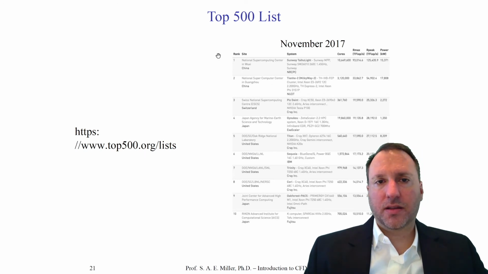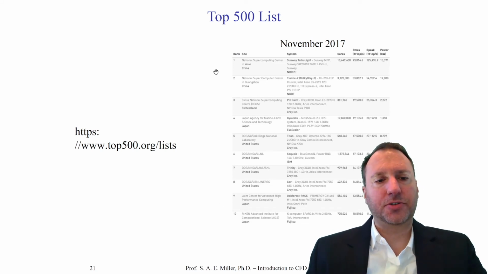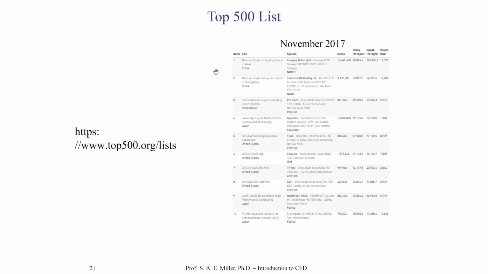Now, on the list on the right, I've taken a screenshot of the top 10. Let's just read the countries they're from for fun. China, Switzerland, Japan, United States, Japan, Japan. Look at the list today and see how the list of countries have changed in the top 10, for instance, or top 100 or top 500.